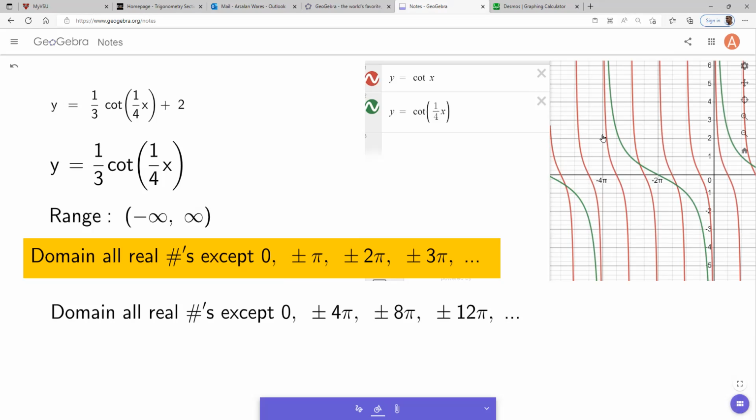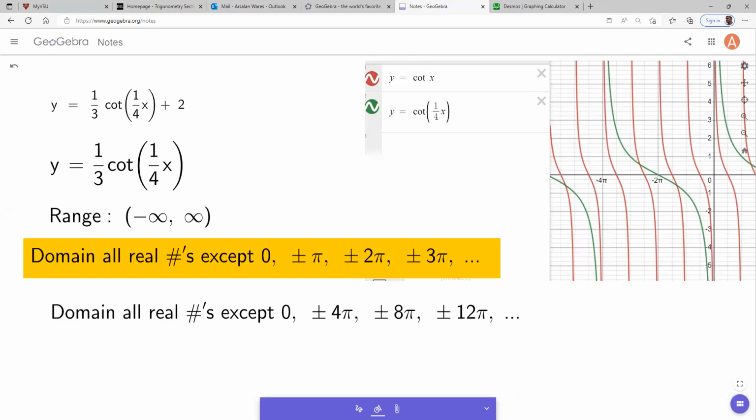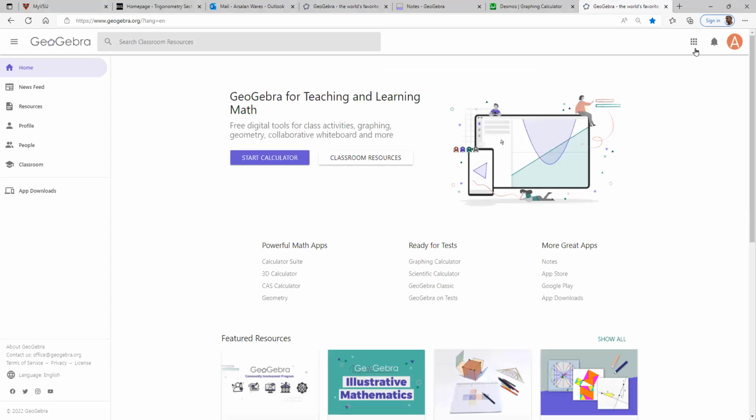So we're going to see where we can go from here. Not a problem. We'll have to find this guy here. Let me go back, open a new GeoGebra, and we'll be on our way.